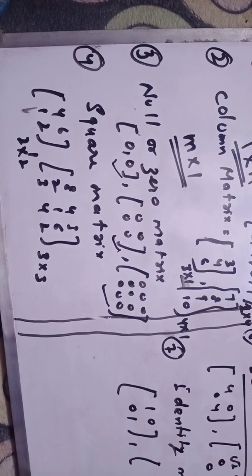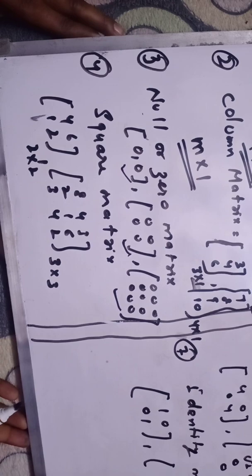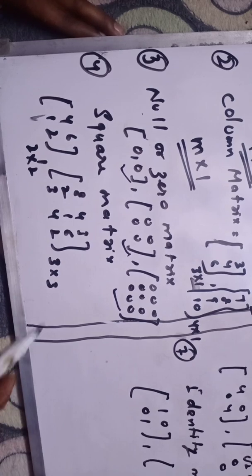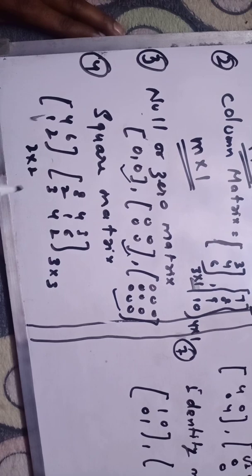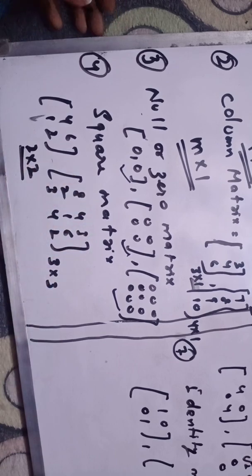The next thing is a square matrix. Square matrices are those matrices in which the number of rows and number of columns are the same. See here, we are taking this example 4 6 1 2. You can see the order is 2 by 2. That means the number of rows is 2 and the number of columns is also 2. So any matrix where the number of rows and columns are the same is known as square matrix. Here it is a 3 by 3 matrix, so the rows are 3 and columns are 3. So this is known as square matrix.